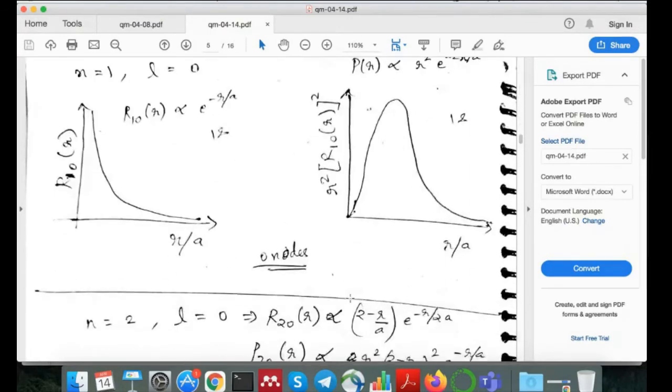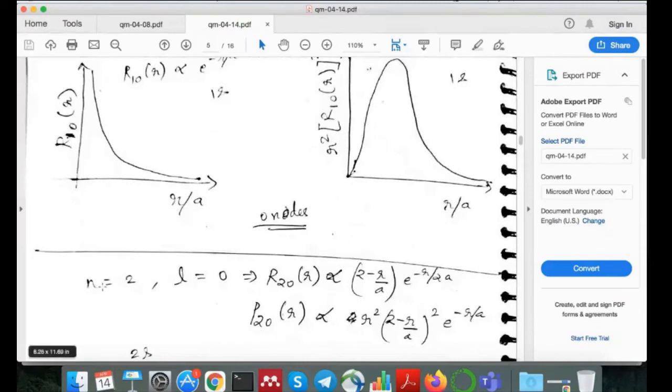Now let's look at n equal to 2, l equal to 0. For the radial part, R20 of r is proportional to 2 minus r by a into e power minus r by 2a. So you can see already in this function, 2 minus r by a, that this wave function will become 0 when r by a is equal to 2.